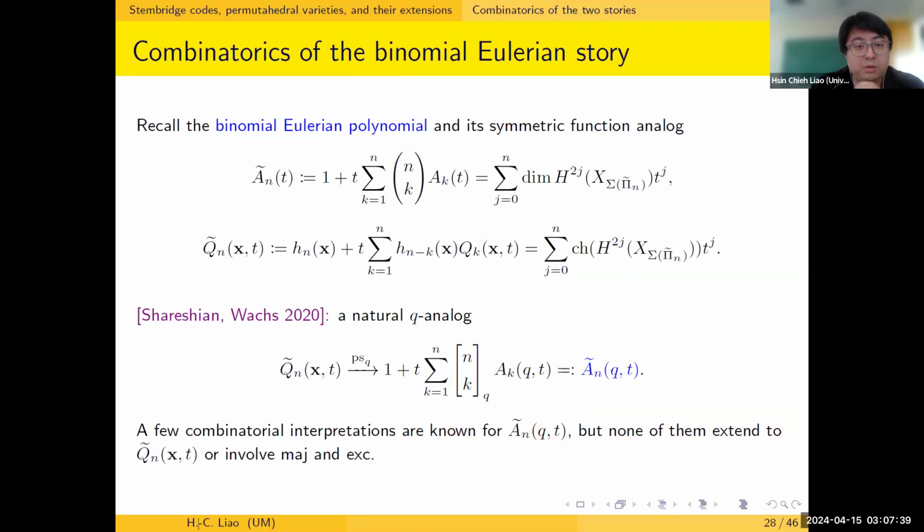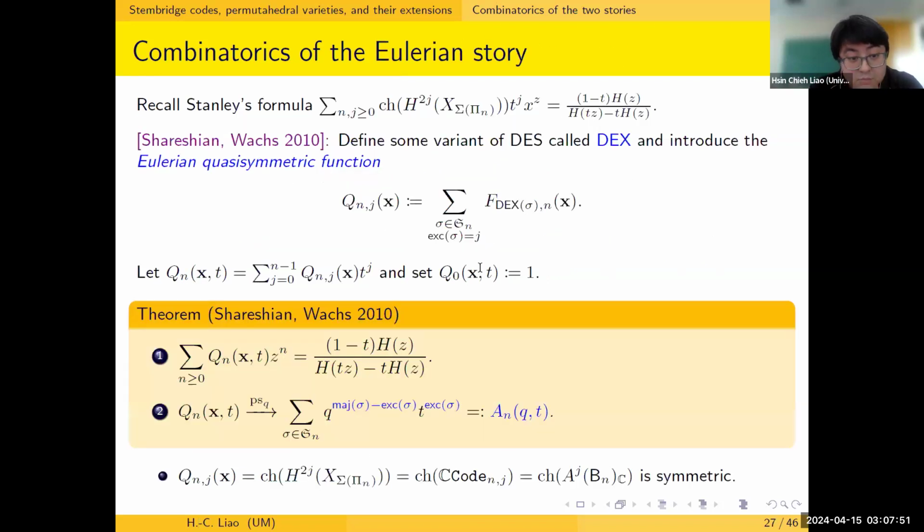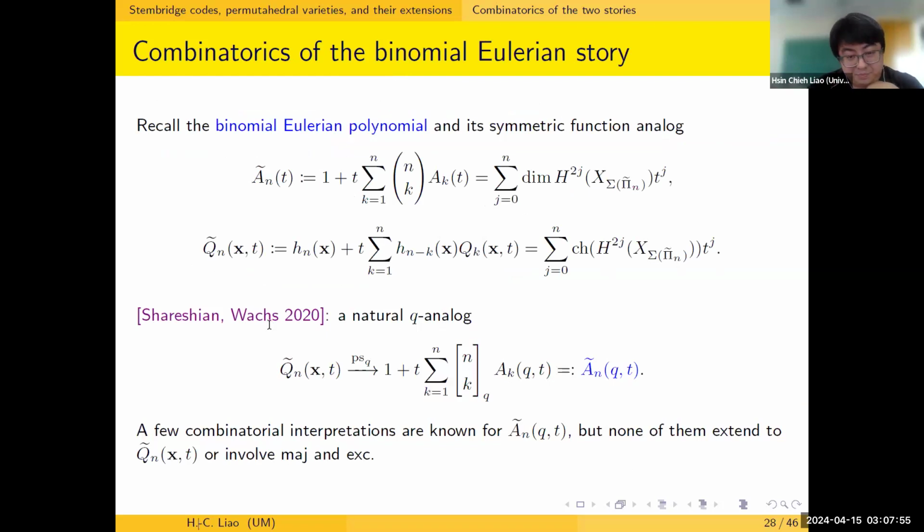Now the combinatorics of the binomial Eulerian story. We recall the binomial Eulerian polynomial and its symmetric function analog, A n tilde and Q n tilde. Shareshian and Wachs also show that the principal specialization of Q n tilde gives a very natural q-analog of A n tilde, which looks like this. You just change the binomial coefficient to the q-binomial, and the factorial to its q-analog. We denote this as A n tilde q(t), the q-binomial Eulerian polynomial. There are a few combinatorial interpretations known for A n tilde q(t), but none of them extend to the symmetric function analog, and none involve major index and exceedance.